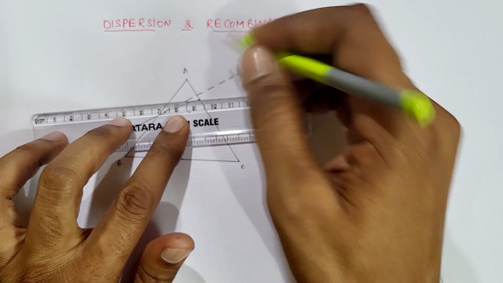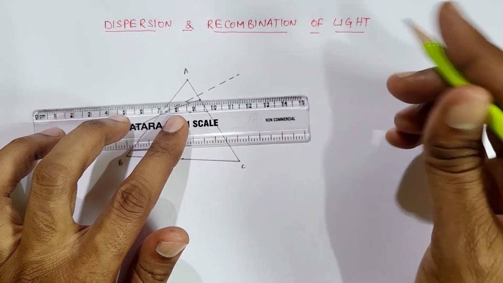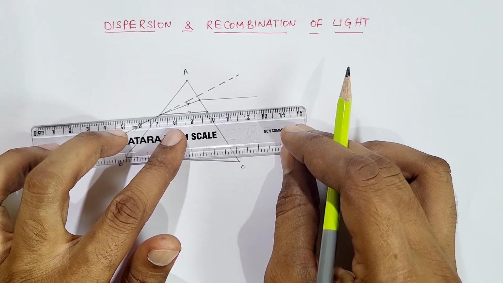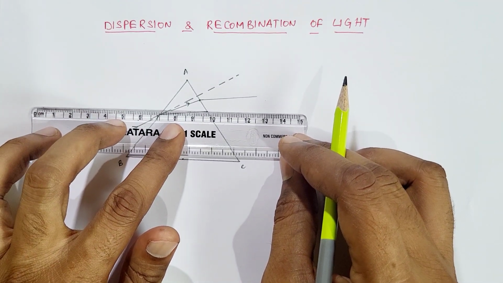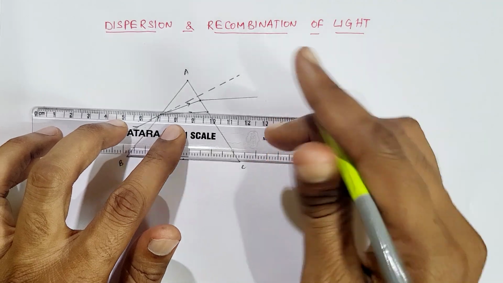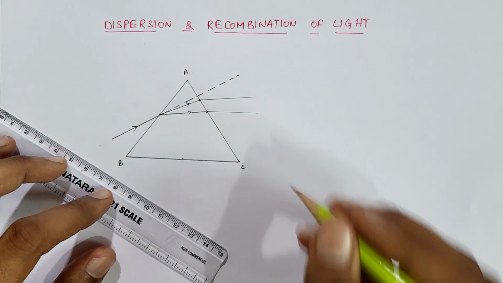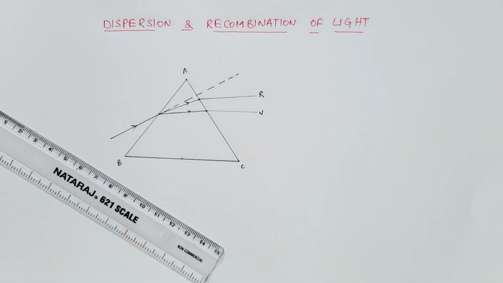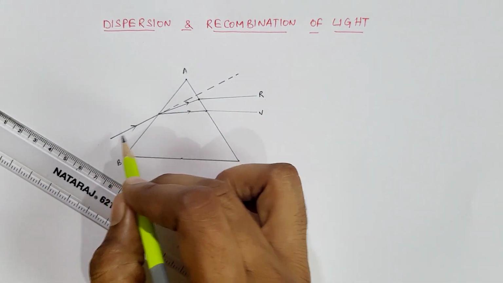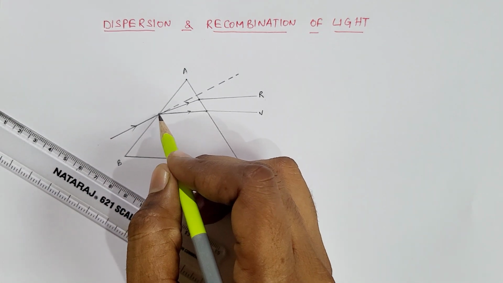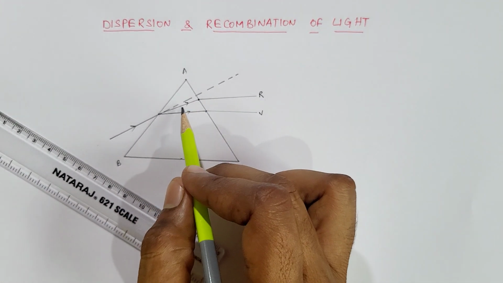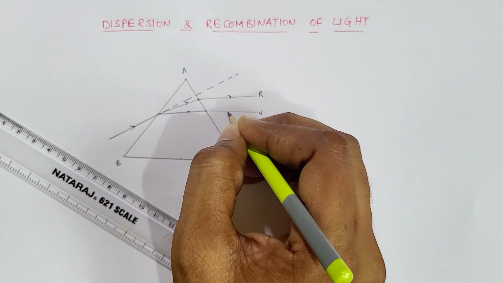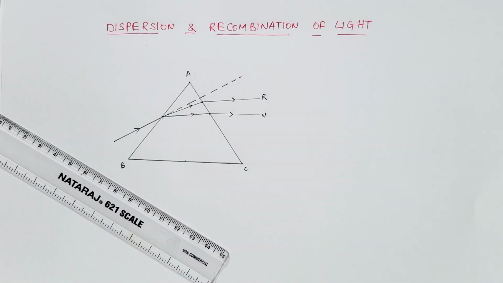Again they will bend like this. This was the original direction, again they will bend like this. So now this one will be the red color and this one will be the violet color. So what happens here: as soon as the white ray touches here, refraction and dispersion will happen, and as the dispersed rays touch the other side, they will again refract. So this one will be the red color, this one will be the violet color.